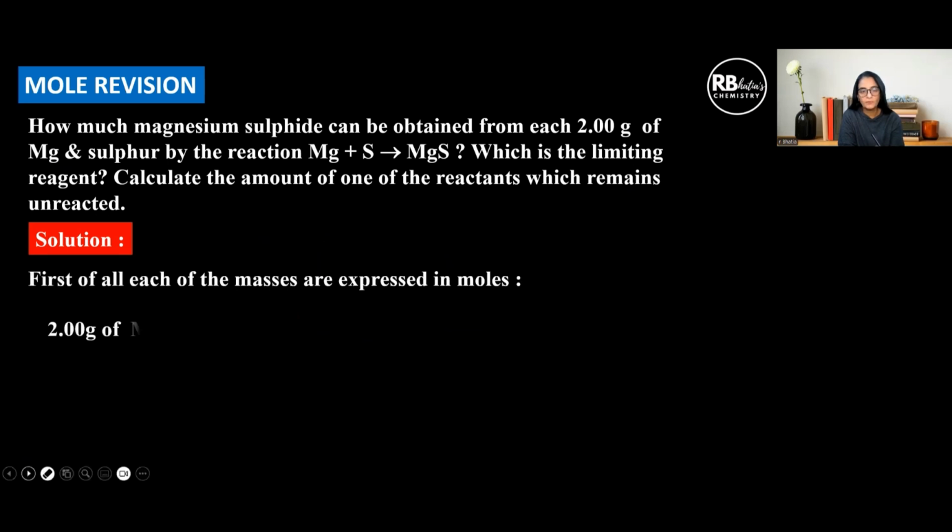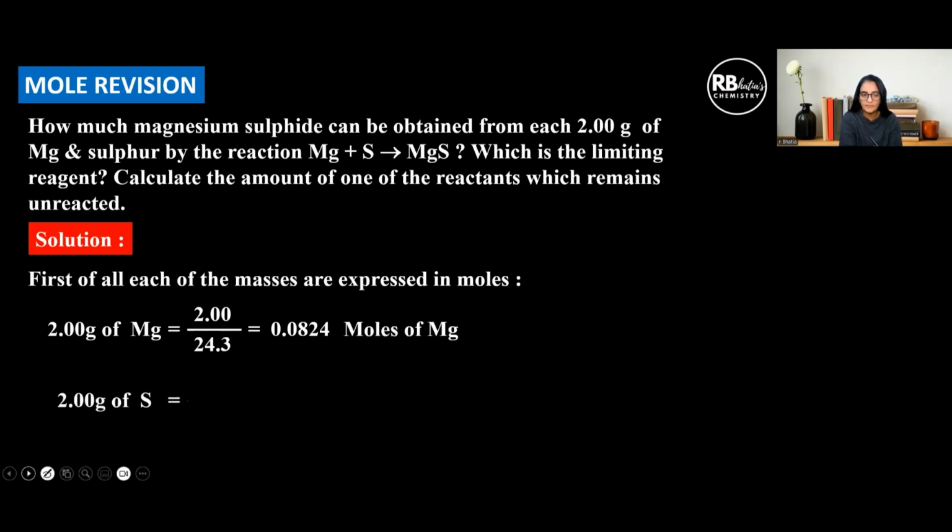Right? So, what are we going to do? Let us first express each quantity in moles. It just makes it easier. You can do it by masses also. So, 2 gram by 24 is the number of moles of magnesium. I've used 24.3, but 24 can also be used as atomic mass of magnesium.